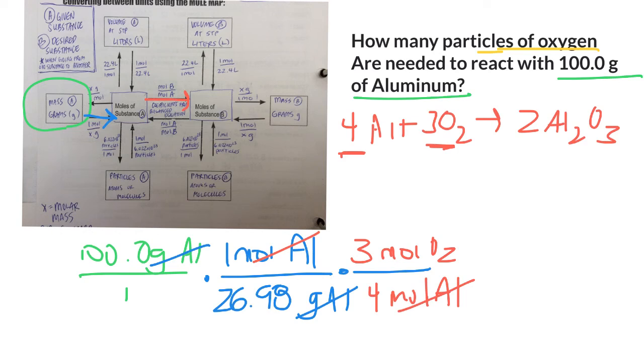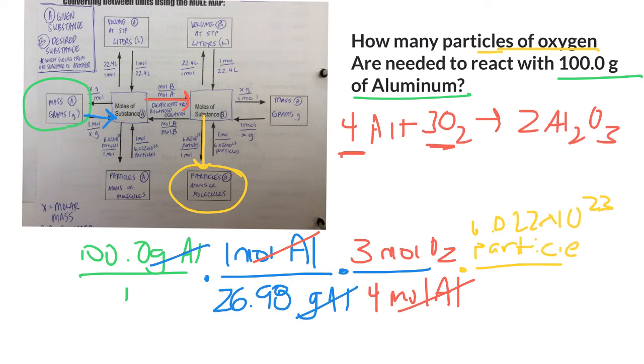We're not trying to get to moles of oxygen, we're trying to get to particles of oxygen. And the only way to get to particles of our desired substance, substance B, is to follow the arrow that goes down, and with that is 6.022 times 10 to the 23rd particles of O2 over 1 mole of O2. Moles of O2 cancel out, which means we're ready to solve because we've got our desired substance, particles of O2, on top of the last ratio.